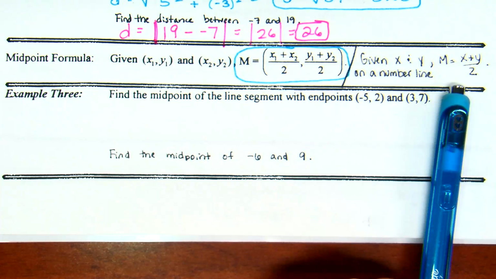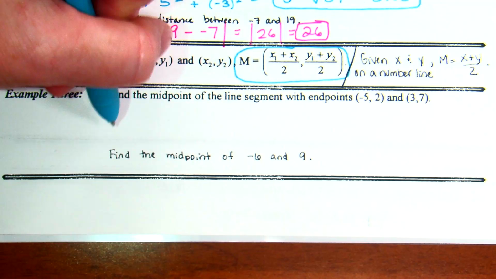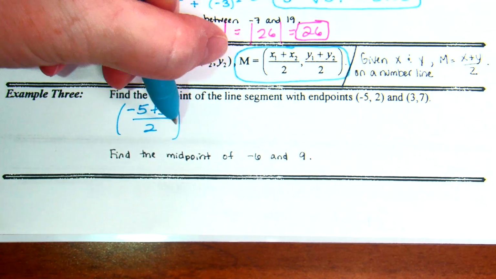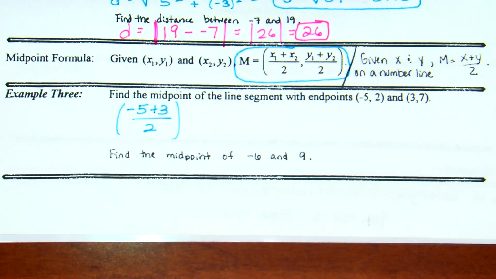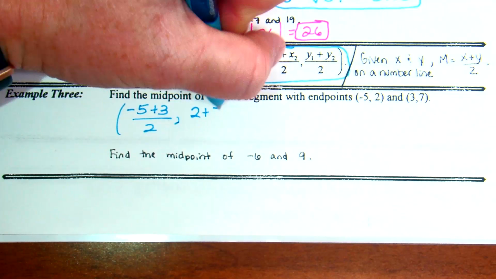So, example 3. The midpoint of the line segment with endpoints negative 5, 2 and 3, 7. Add your x's, divide by 2. Add your y's, divide by 2. So my x's are negative 5 plus 3, divide by 2. And then we're going to put a comma, and then we're going to do the same thing with our y's. So comma, and with the y's it's going to be 2 plus 7 divided by 2.